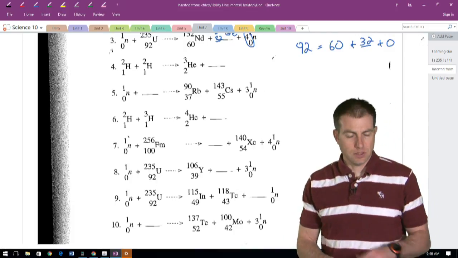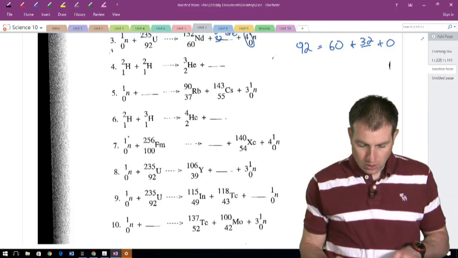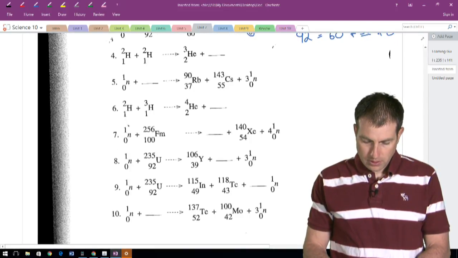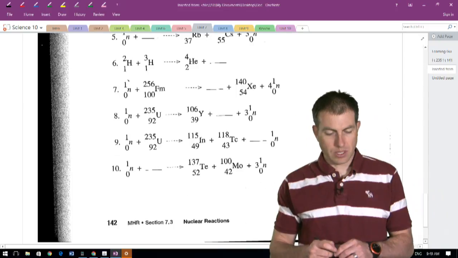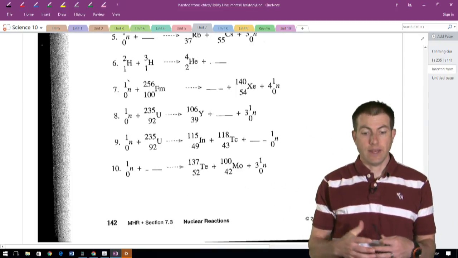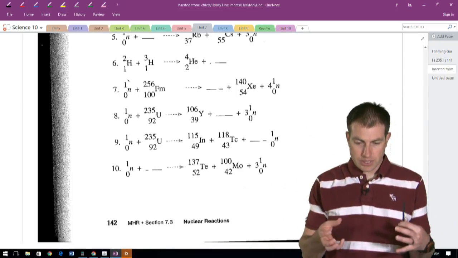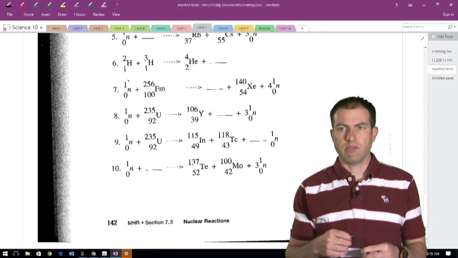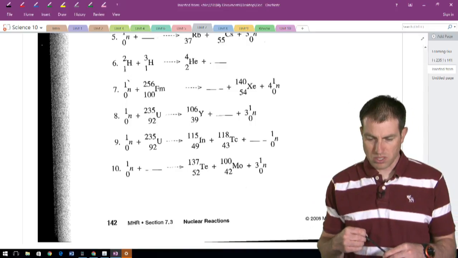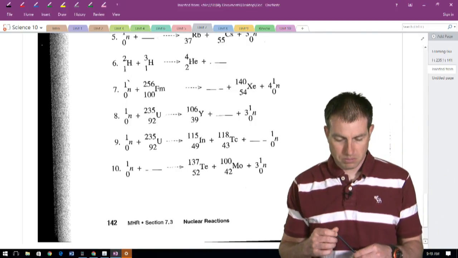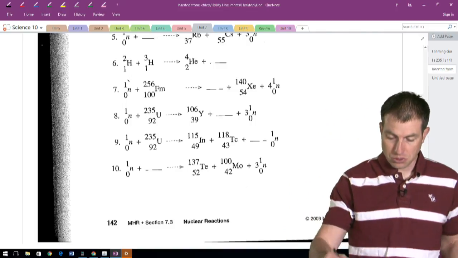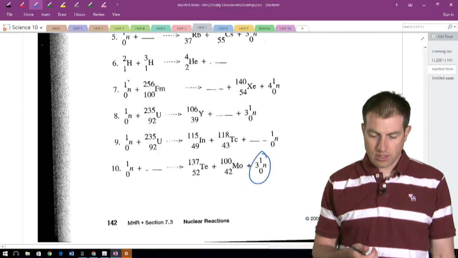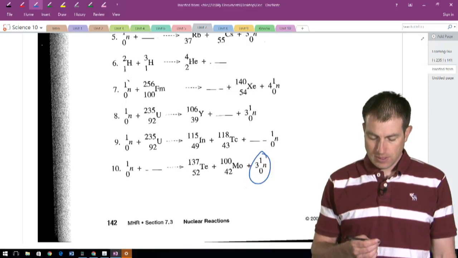Okay. Let's do number 10 at the very bottom. So this is something being bombarded with a neutron, and the neutron is causing it to break down into Te and Mo. And once we get into these big heavy elements, I'm not so good with the symbols anymore, but I think it's beryllium and molybdenum perhaps. 3 additional neutrons are produced, so this would be a good candidate for something to undergo fission.